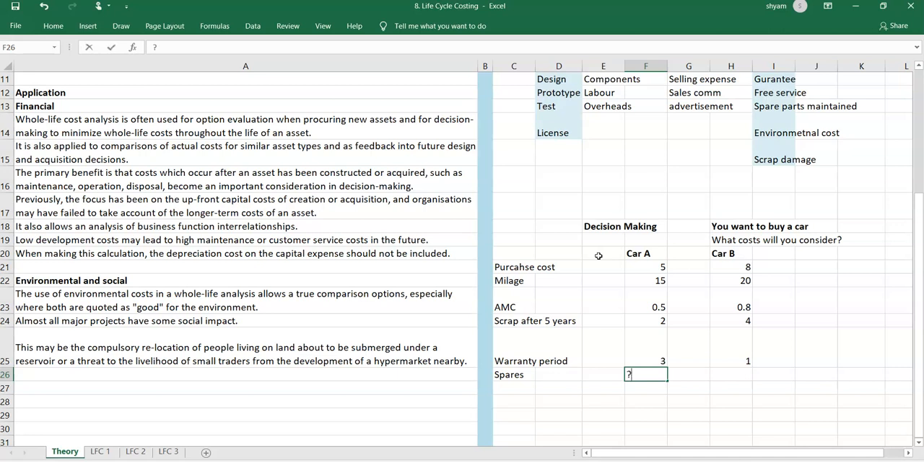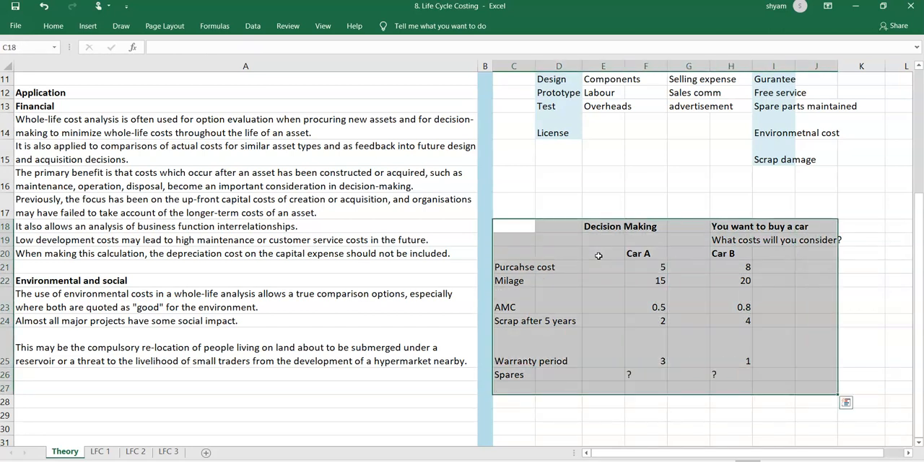So this is a little bit difficult to consider unless we have a proper mechanic or a proper car technician. We can't find it out. So hope you got the idea here. Even for a purchase of a car itself, we consider so many things. Then just imagine, for the construction of a factory, how many things and variables we have to consider. So that is the idea here about life cycle costing.